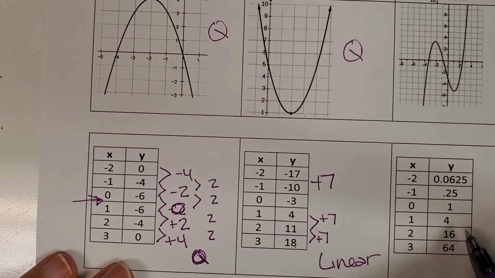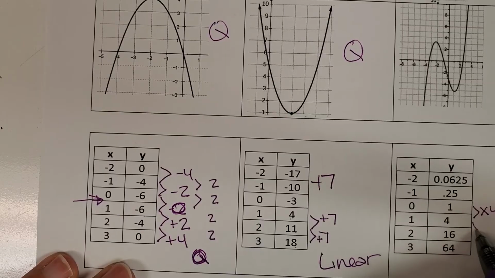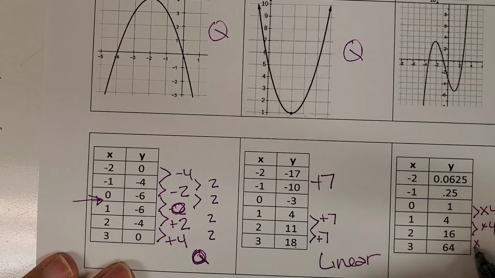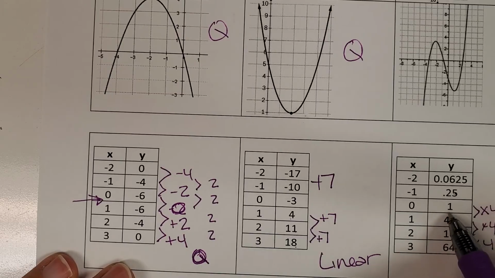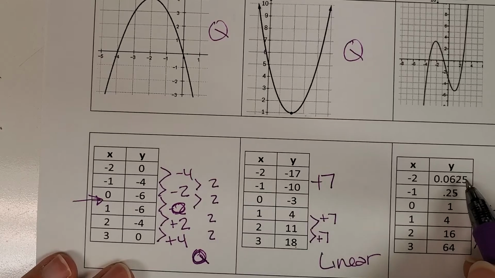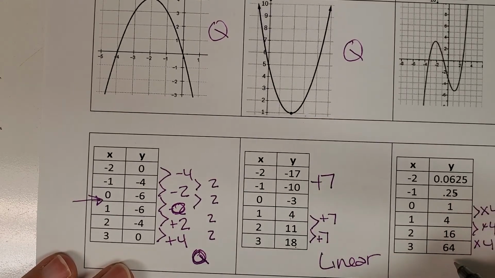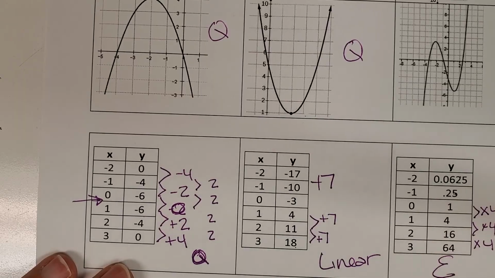Next, let's see what's happening. If you don't like decimals, then come down here. What's happening? Times 4, times 4, times 4. Well, is 0.25 times 4? Yeah, that's 1/4 times 4, 1. Yep, it is 1. I think that's 1/16. 1/16 times 4 is 1/4. So we can see that it's being multiplied each time. That means that would be exponential.